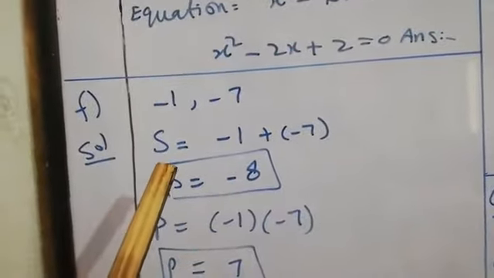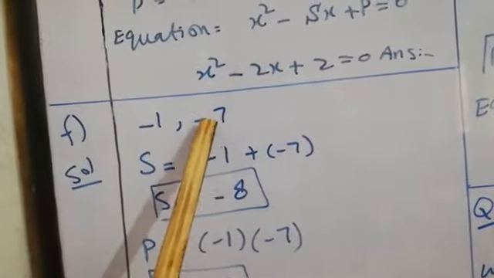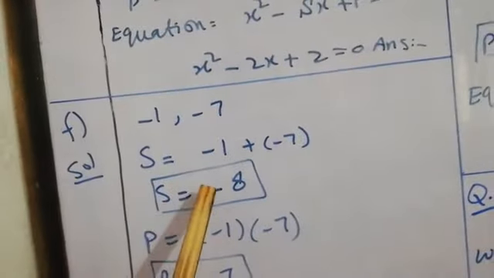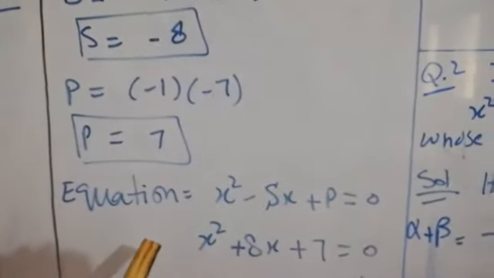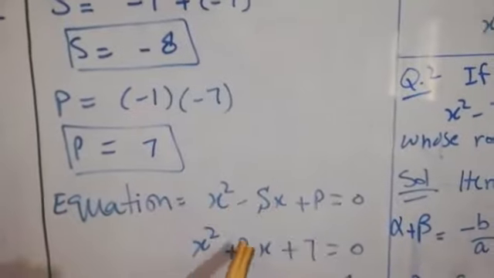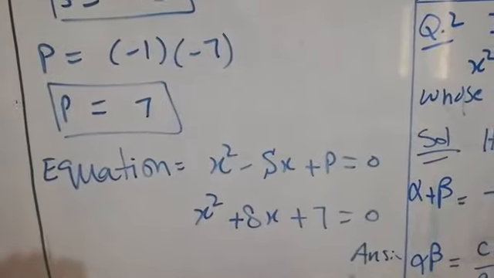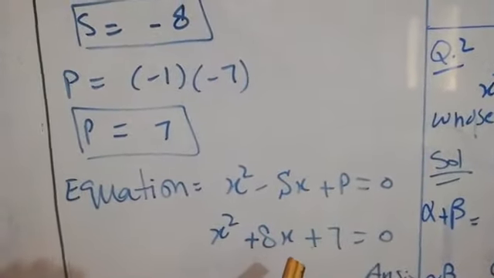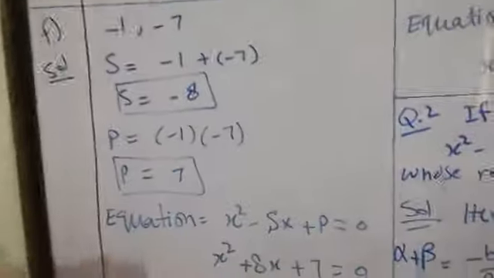This is a very simple part. S is equal to the sum of these two roots, -1 plus -7, which equals -8, and their product, minus times minus is plus, 7 ones are 7. So we put these into the equation x square minus sx plus p, and dear student, this is my negative value and this is also negative, minus minus becomes plus, so it will become x square plus 8x plus 7 equals 0. This is the quadratic equation whose roots are -1 and -7. You can check these roots with the help of any method.